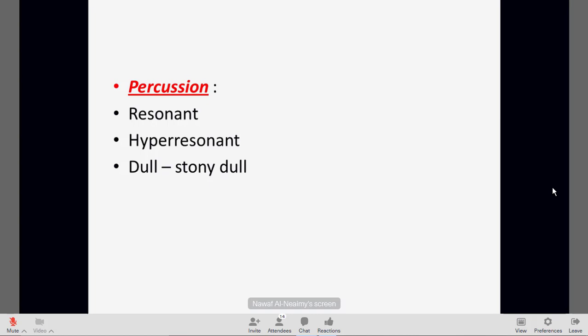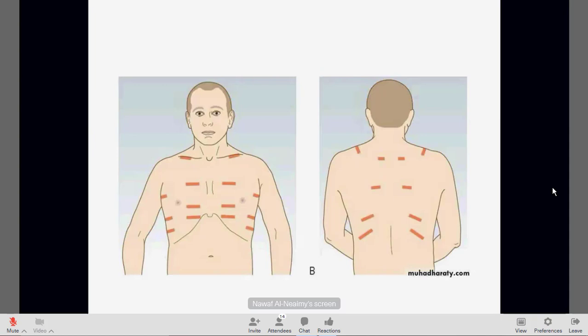من تعملوا percussion طبعا لازم it should be again a quiet room and you should be able to do the percussion all over the chest. المكانات اللي حددناها بالنسبة للpercussion ما أكون فد عدد محدد. ما أحد يجي يقول هي 30 نقطة. لا، هو you try to cover as much as you can of the surface area of the chest.